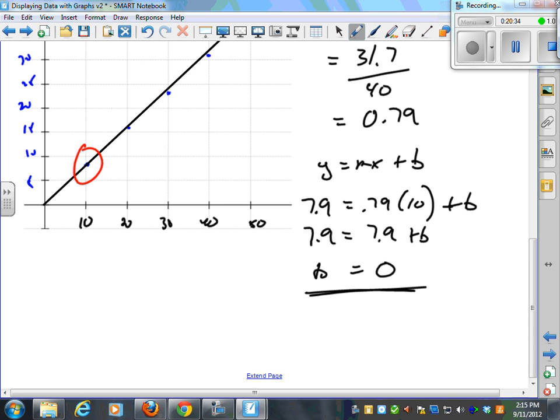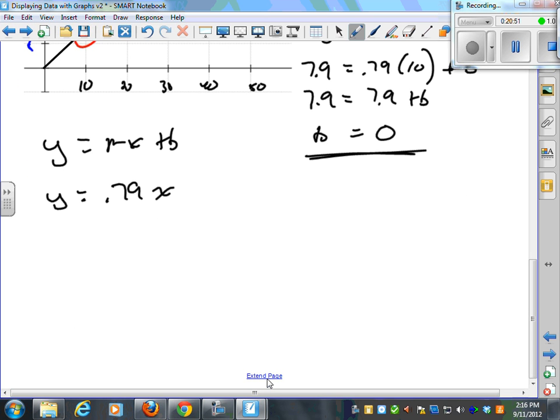So what is my equation? My equation then is y equals mx plus b, or y is equal to 0.79x. Do I need to write the plus 0? No. Not really. Should I replace the y and the x with mass and volume? Sure you can. The y is our mass equals 0.79 times the volume. And if you want, you could write m is equal to 0.79 times v if you really want.